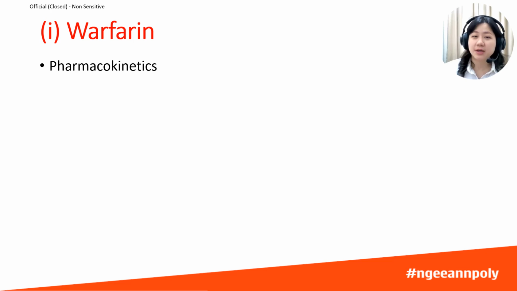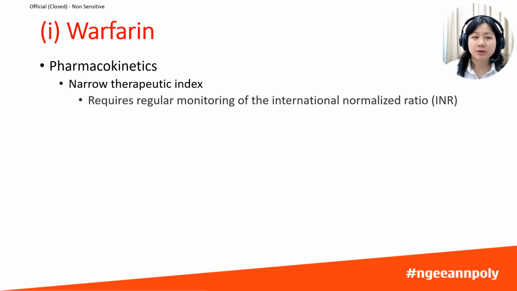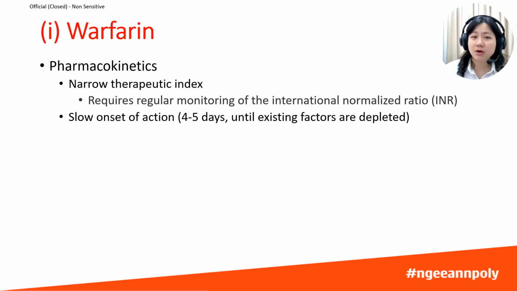There are many things to take note of with warfarin. It has a narrow therapeutic index, and the dose needs to be adjusted very carefully. Regular monitoring of INR is required. INR stands for International Normalized Ratio and is a measure of the time taken for your blood to clot. It has a slow onset of action. There are circulating clotting factors in the blood, so it takes a few days for the clotting factors to be depleted. So if immediate anticoagulation is required, the patient may need to be on bridging therapy such as heparins for a few days while waiting for the warfarin to take effect.